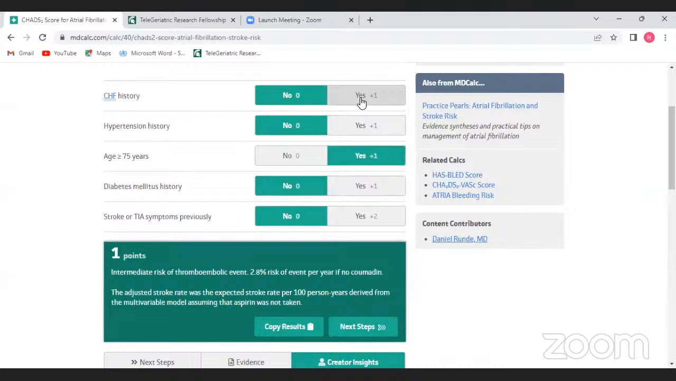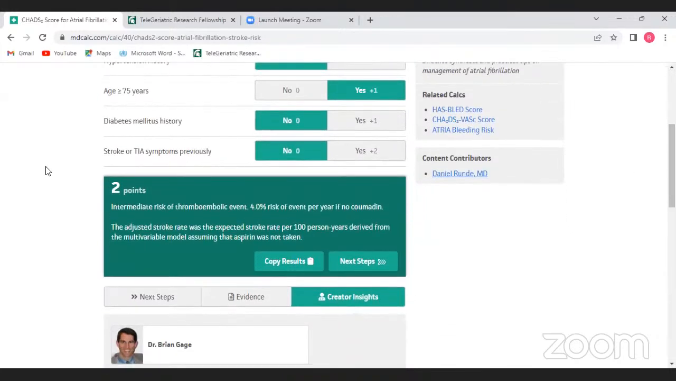So let's see. If we have a patient who is 75 or more, and he has a history of congestive heart failure, the score would be 2 points. This puts the patient at intermediate risk of a thromboembolic event, 4% risk of an event per year if not anticoagulated. The adjusted stroke rate was the expected stroke rate per 100 person years derived from the multivariable model, assuming that aspirin was not taken.